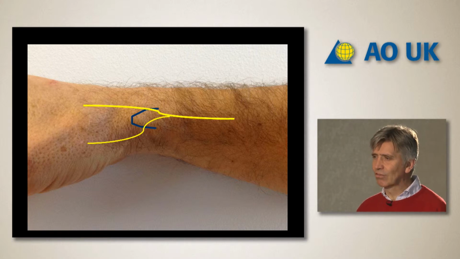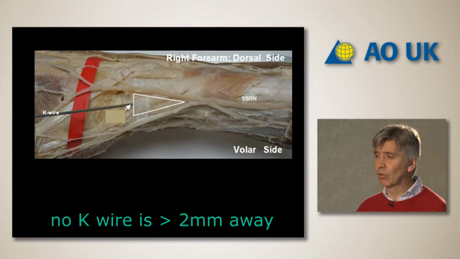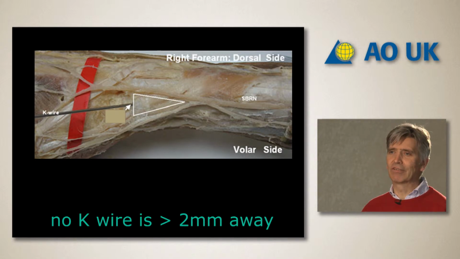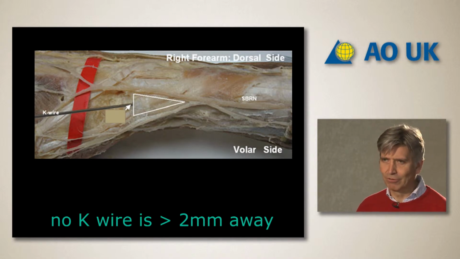And this triangle of safe area is illustrated in this anatomical specimen here. But you must be aware that no K-wire is more than 2 millimeters away from a branch of a nerve or a tendon when you're K-wiring the wrist.